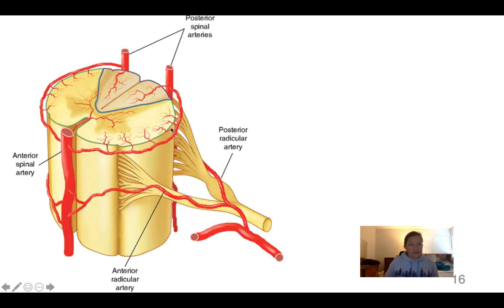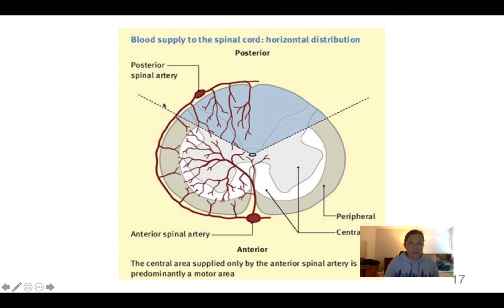There is communication between anterior and posterior spinal arteries. So there is some redundancy in the system, but most sources describe the territory as a 2/3, 1/3 split. So this single large anterior spinal artery supplies the anterior 2/3 of the cord. And the two posterior spinal arteries supply this posterior wedge or third of the cord. And so most sources describe it like this.